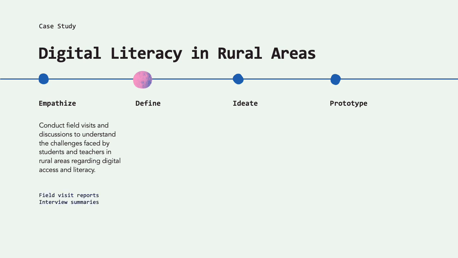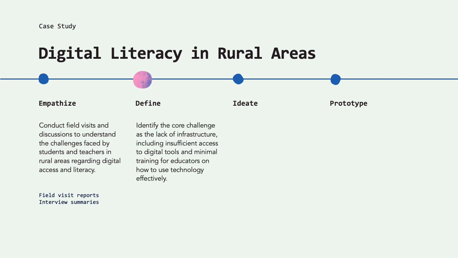Field visit reports must be included, and interview summaries must be looked into to really understand what the issue is. This was the empathy stage. In the define stage, one must identify the core challenge as the lack of infrastructure, including insufficient access to digital tools and minimal training for educators on how to use technology effectively. This again, we are discussing rural areas.